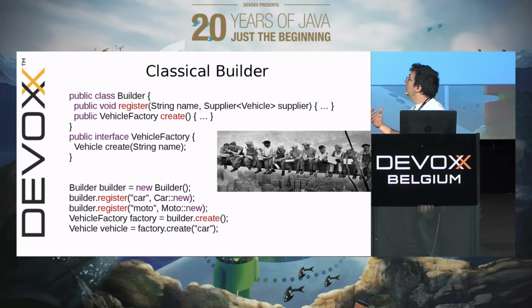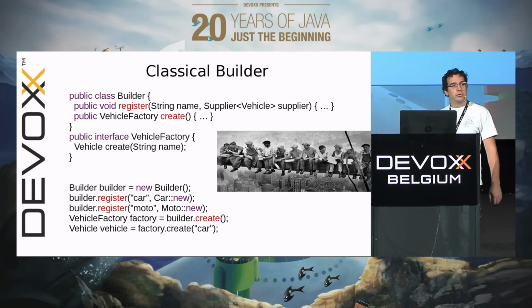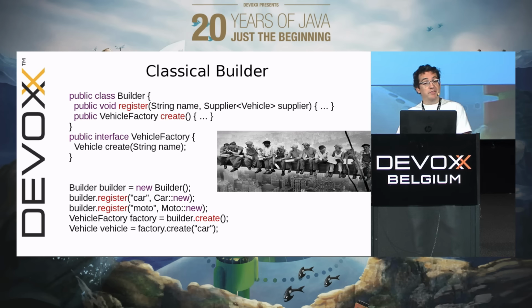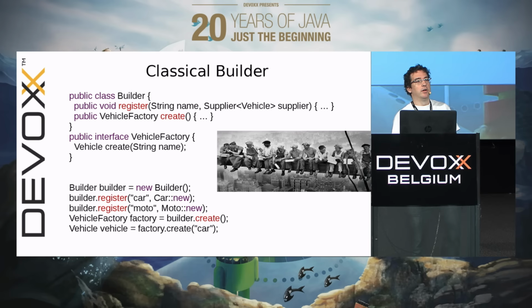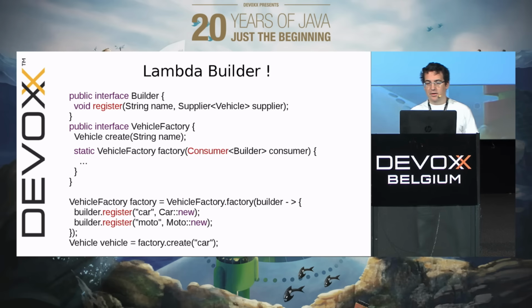The idea is the user should not create the builder. The user should call register on a builder, but should not create the builder. So it's not his object. It's mine. This is how to do that.